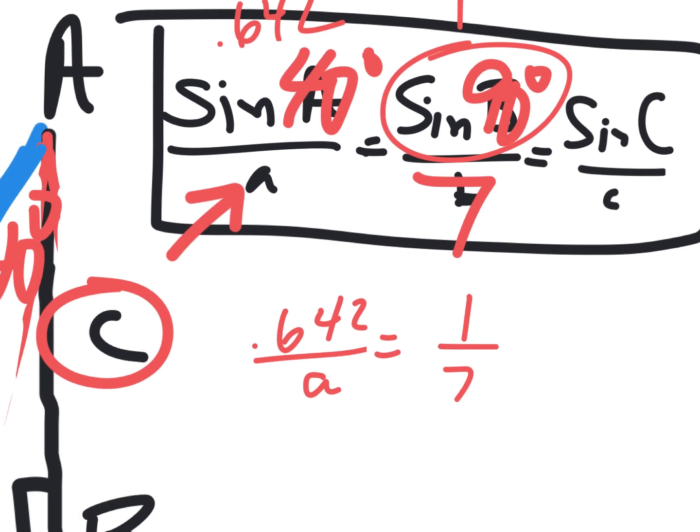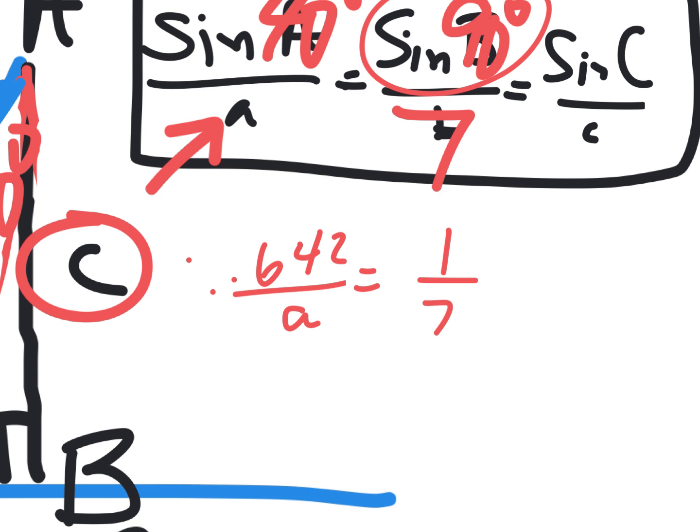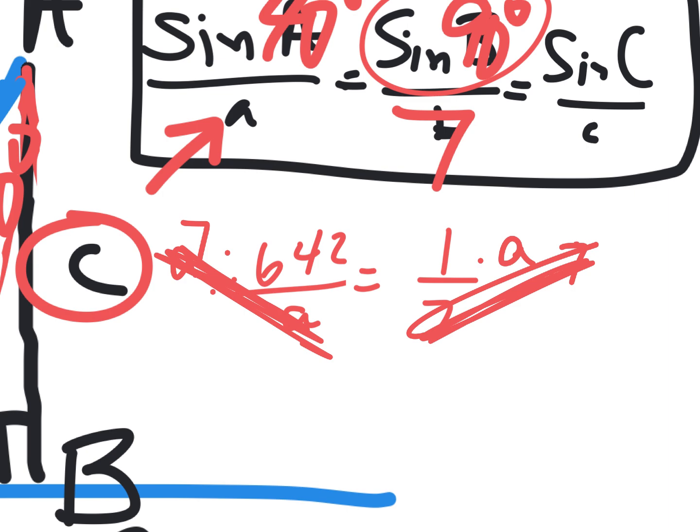And then, oh, pain in the butt. I'm going to clear the A by timesing by A on both sides. And then I'm going to multiply both sides by 7. Then I got my A alone. 7 times 0.642. You probably have 0.642 in your calculator. Times it by 7. What'd you get? 4.499. I'm going to say that's about 4.5.